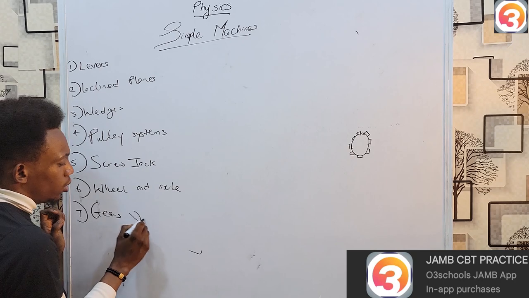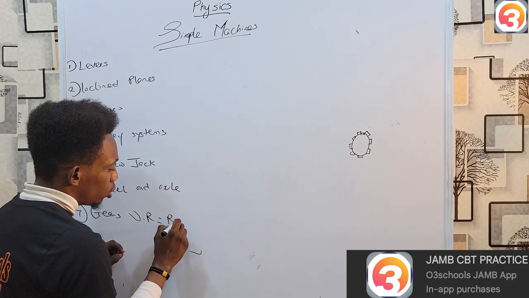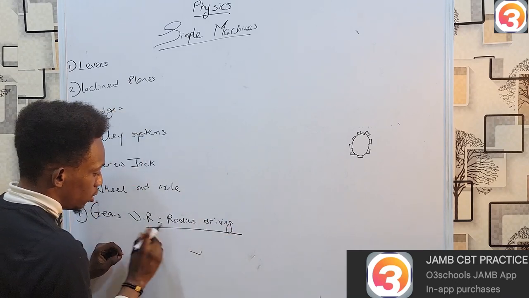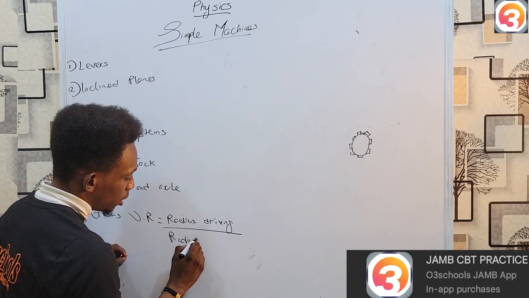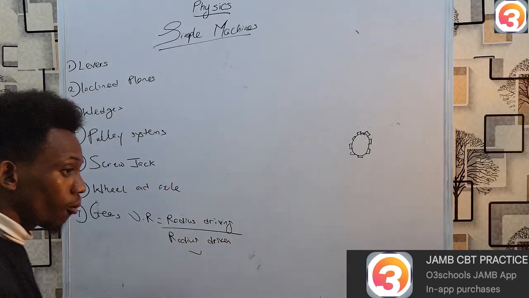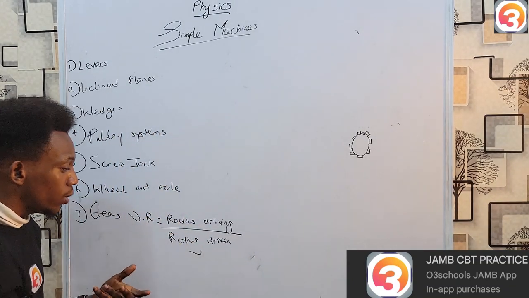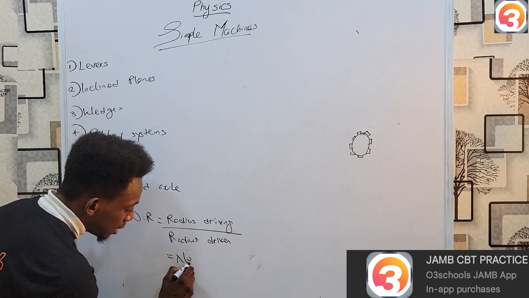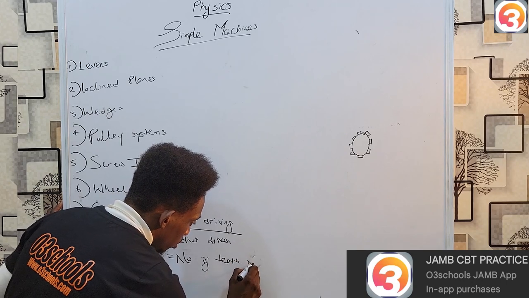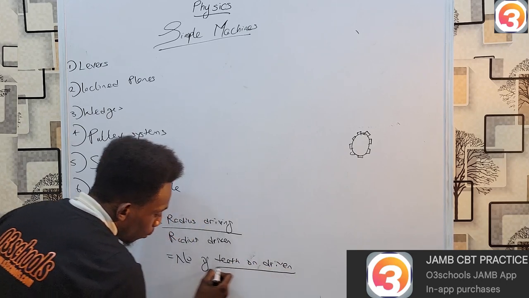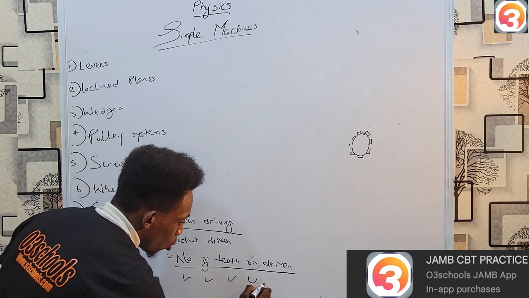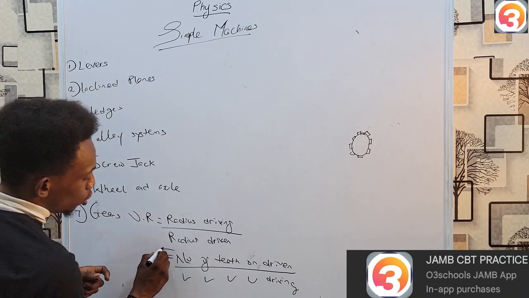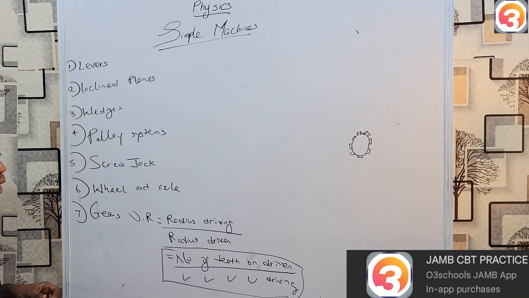So for gears, the VR is going to be the radius or diameter of the driven gear over the radius or diameter of the driving gear. So yeah, the radius of the driven gear over the radius of the driving gear. Though in some situations, they can tell you the number of teeth on the driven gear over the number of teeth on the driving gear. Okay, so this is actually the most common one when dealing with your gears.